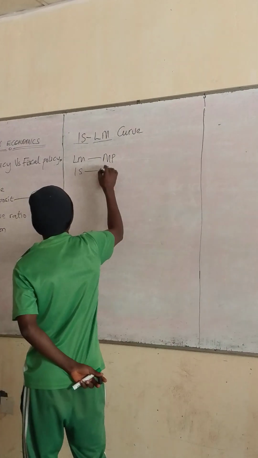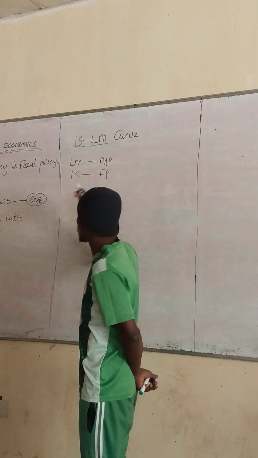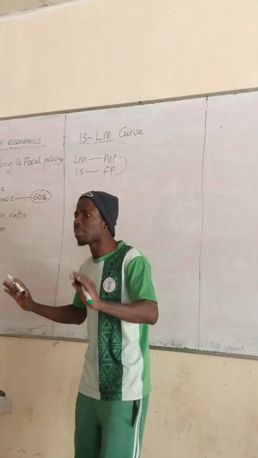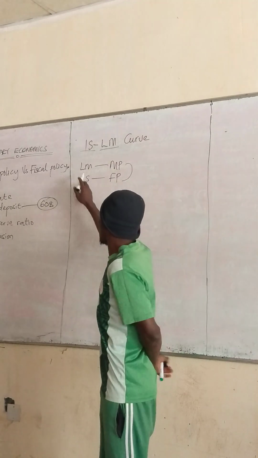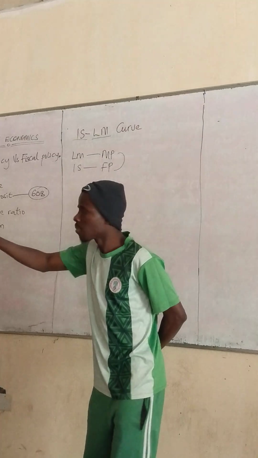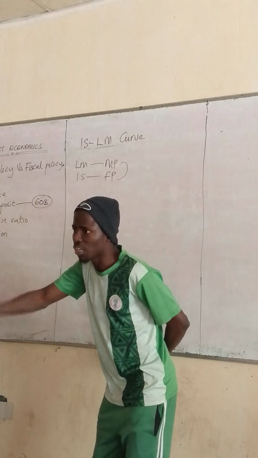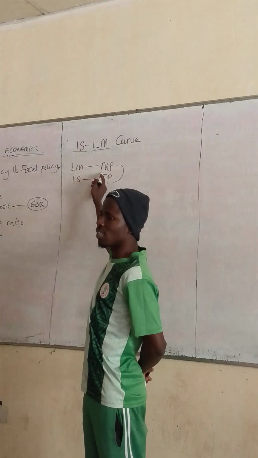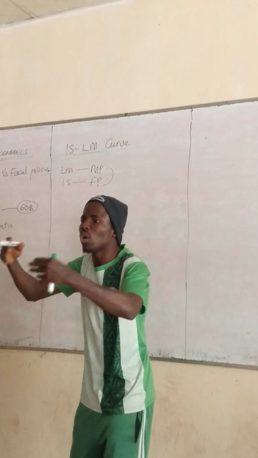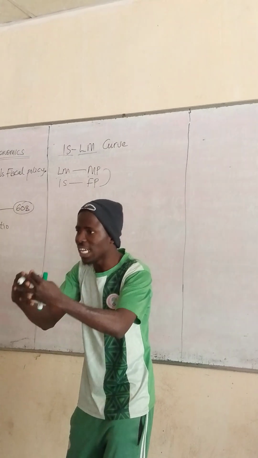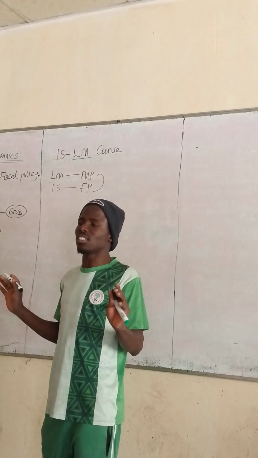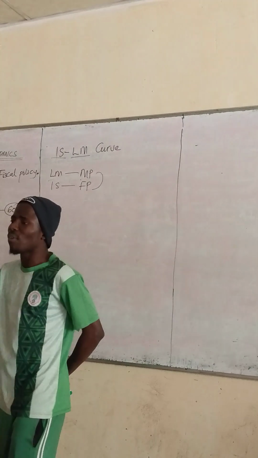IS is for fiscal policy, since we know that these two policies are what we use in stabilizing the economy, stabilization policy. LM, liquidity of money. IS, investment and savings. You understand? Anything that has to do with money is monetary policy. So how do we now use these two policies together by which we can achieve economic stability? That's the question.